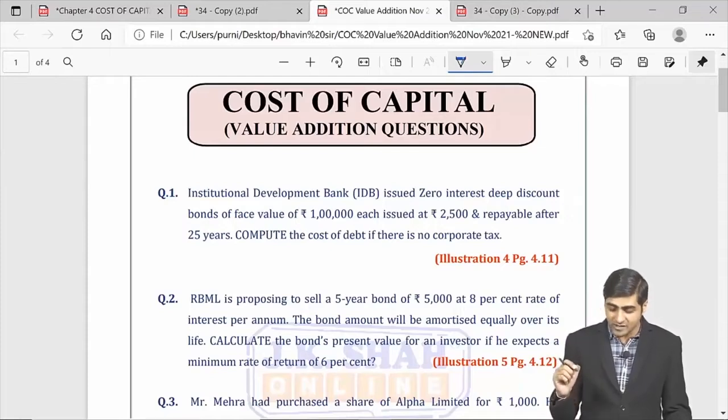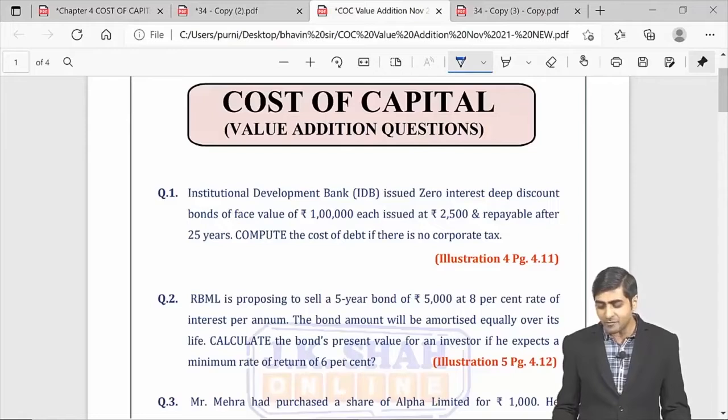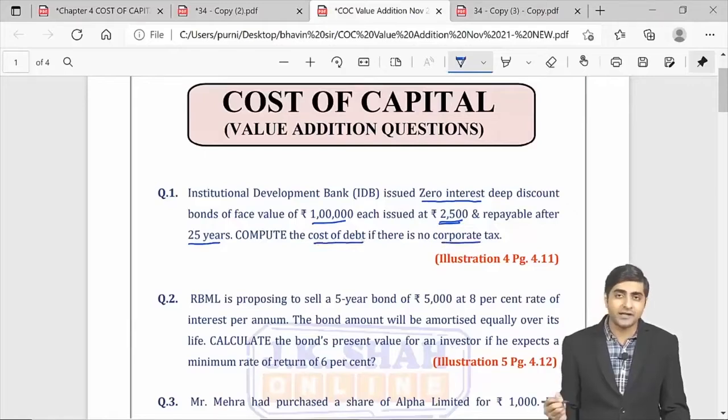So starting with question number 1, see what is given to you. Institutional Development Bank issued zero interest deep discount bonds of face value of rupees 1 lakh each, issued at rupees 2,500 and repayable after 25 years. Now we are required to compute the cost of debt if there is no corporate tax.